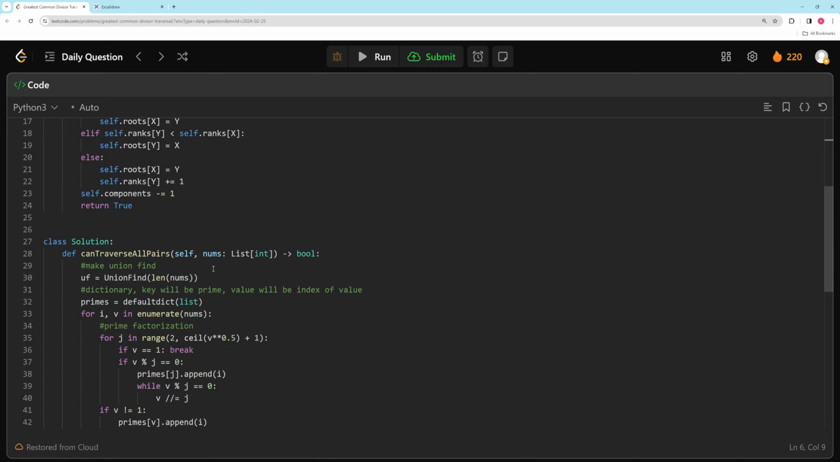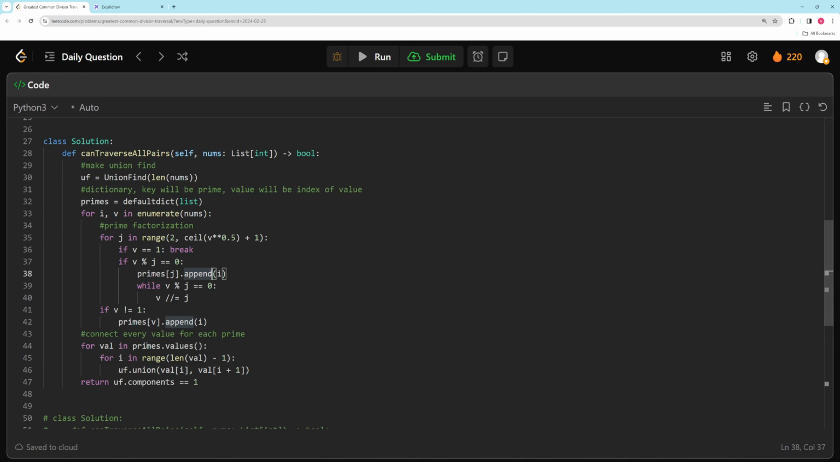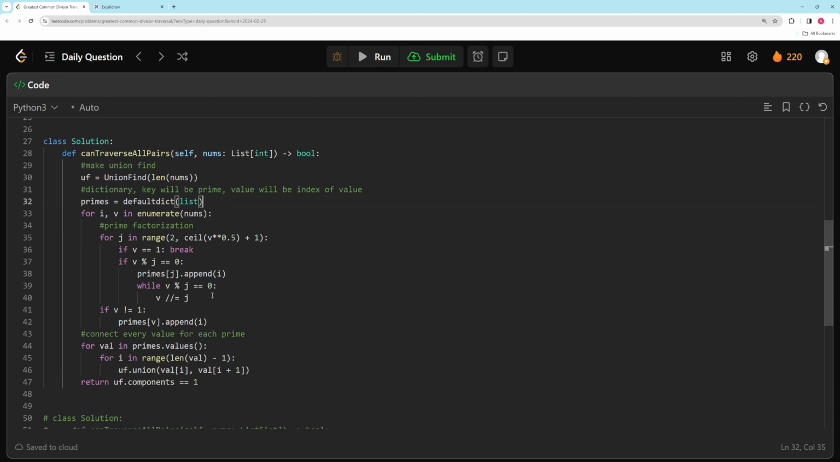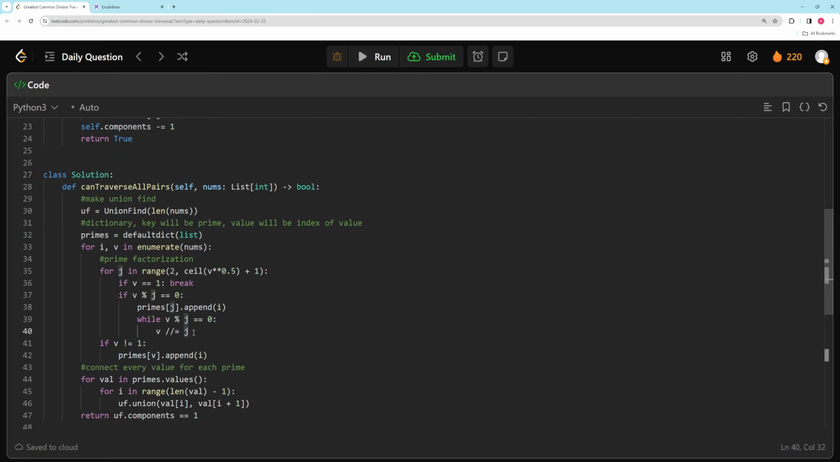And then let's take a look at the prime factorization with just the thing I was saying, the square root approach. So we make a union find, we make a primes dictionary. We go through all of our numbers. For every single number, we get all the prime factors. And then for every prime factor, we basically just append the number we're at. So then we end up having a dictionary of all the prime factors and all of the indices. So I put in the index, you can put in the number. Either one works. As long as the numbers are unique, which I think they are, it's fine too.